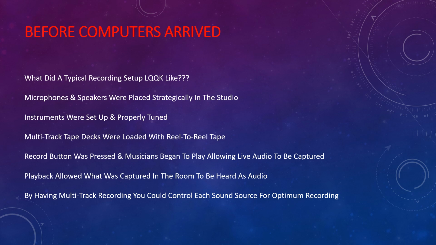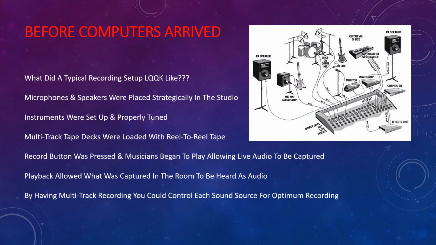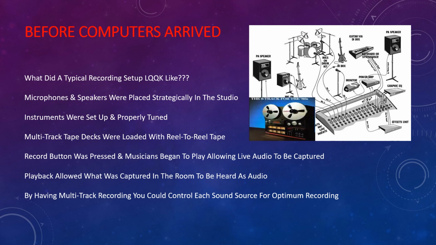Before computers arrived, what did a typical recording setup look like? Well, microphones and speakers were placed strategically in the studio, instruments were set up and properly tuned, multi-track tape decks were loaded with reel-to-reel tape, the record button was pressed, and musicians began to play, allowing live audio to be captured. Playback allowed what was captured in the room to be heard as audio. By having multi-track recording, you could control each sound source for optimum recording.